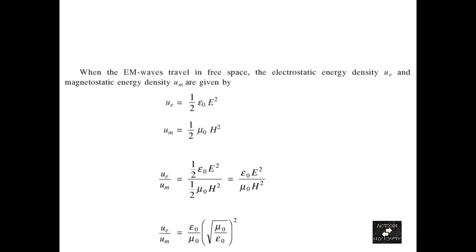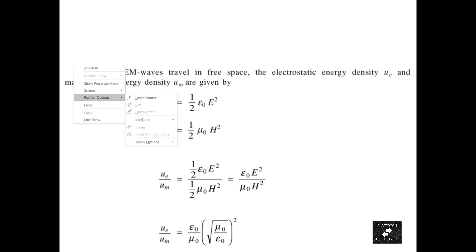Now, if you take the ratio of these two, there's a common factor of half which gets cancelled out, and the ratio comes out to be epsilon 0 over mu 0, and then we have E square over H square. Now, there's one particular section where we take the ratio of E square and H square, and that comes out to be something related to the speed of light. So let's take a look at that.